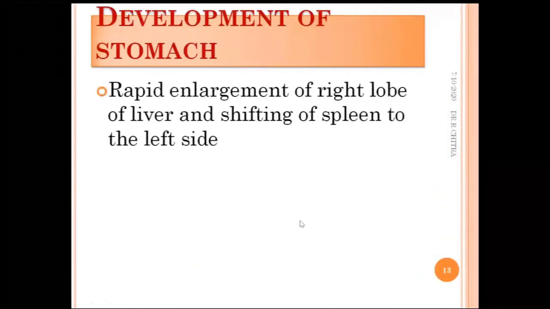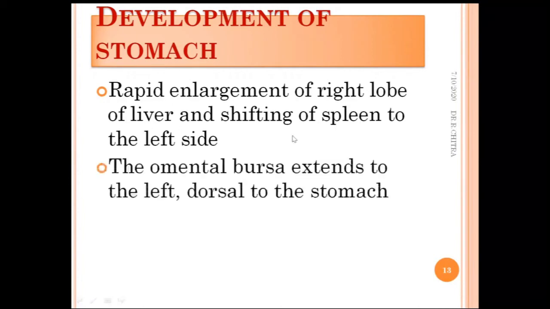Why does the stomach rotate? The factors for the rotation of the stomach may be as follows. Rapid enlargement of the right lobe of the liver and shifting of the spleen to the left side. The omental bursa extends to the left dorsal to the stomach and pushes the dorsal mesogastrium caudally beyond the stomach. So this omental bursa is developing at the dorsal part of the stomach.